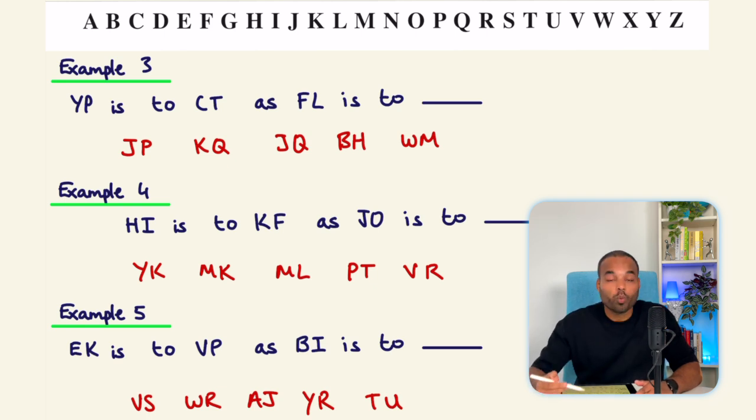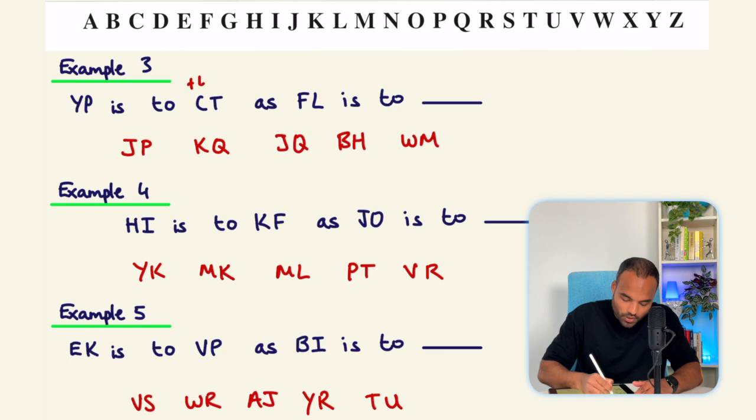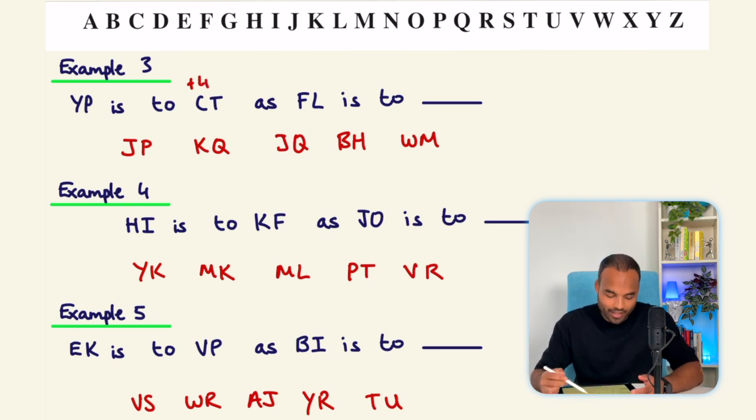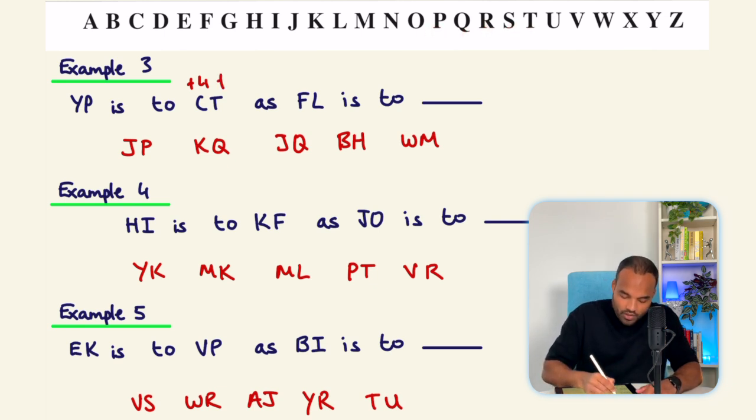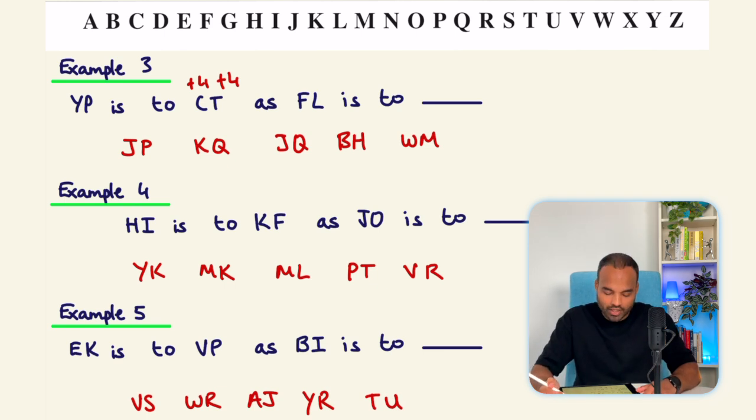The first one, YP is to CT as FL is to, right, let's compare the first letters, Y and C. How do we get from Y to C? Okay, well, we'd move 1, 2, 3, 4 places forward. So I'm going to write a +4 on top of the C. What about P to T? So P's over here, 1, 2, 3, 4 places forward. Okay, that pattern seems to make sense. Seems to be a relatively sensible pattern. So we apply the same change to F and L. So from F, we want to go 4 places forward. So 1, 2, 3, 4.